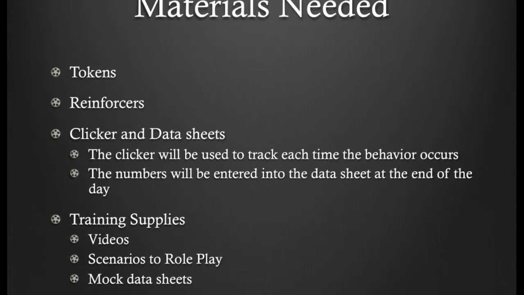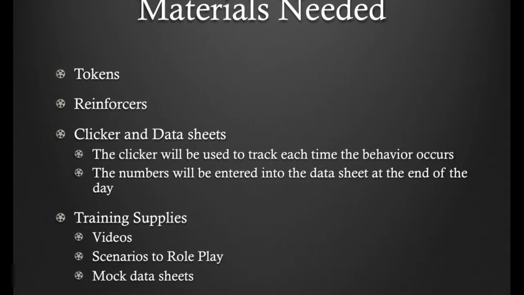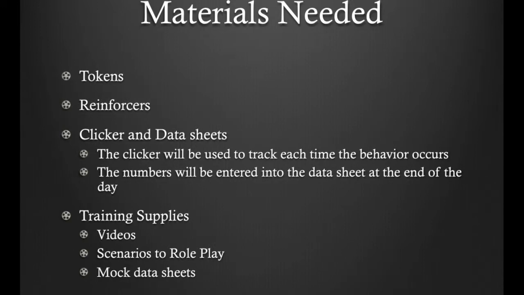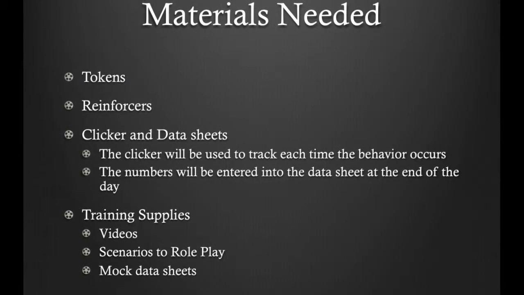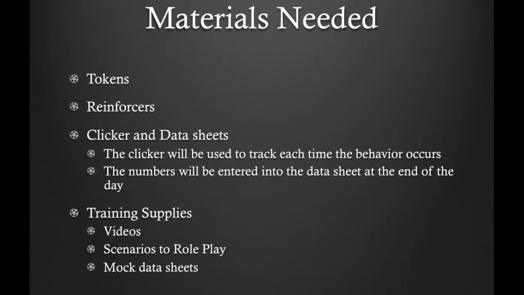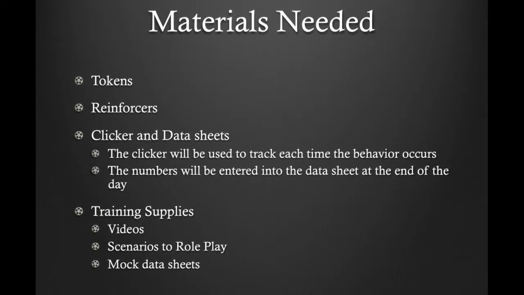The materials needed to implement a DRA are pretty simple. For our plan, we will need tokens. These can be specific to the classroom or student. Examples are beads or marbles, tally marks on a board, beans in a jar, or pieces of paper. We will need the larger reinforcers that the tokens can be traded in for. These might be small toys, treats, or books. These can also be things such as an extra 5 minutes at recess or a preferred game during gym.